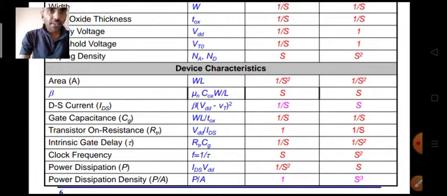Power dissipation is nothing but multiplication of drain current and the supply voltage. So substituting the things from there, power dissipation gets reduced by 1 by s square for constant field, and for constant voltage scaling it is multiplied by s. Okay, and power dissipation density. Although we have not discussed this power dissipation yet, it is easy to see that it is nothing but the multiplication of voltage and current, right?